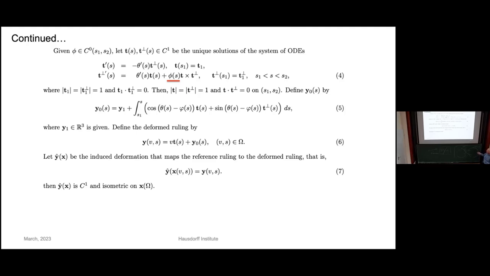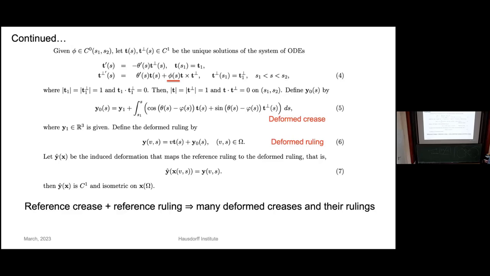S is arc length along the crease in the reference domain, and v is just the parameter. So this is a parametric description of the rulings in the deformed configuration. Since the similar formula in the reference domain was given, there's an induced mapping y hat between the reference rulings and the deformed rulings, and the conclusion of the theorem is that it's isometric. Everything's explicit. So you have to solve ODEs, that's all. There's the deformed crease, the deformed ruling, and the reference crease plus reference ruling. And there are many, because you get to choose the speed.